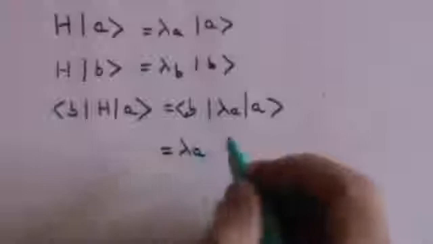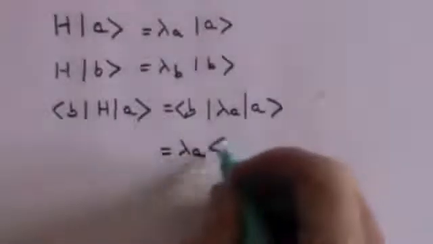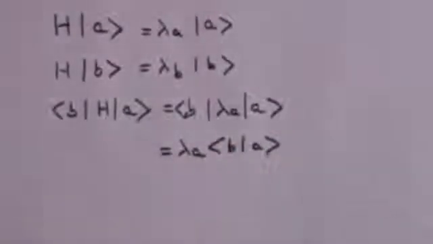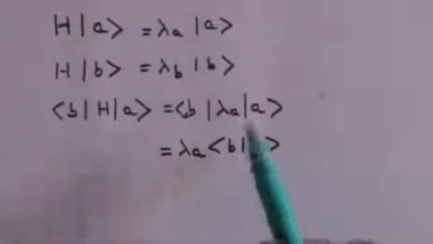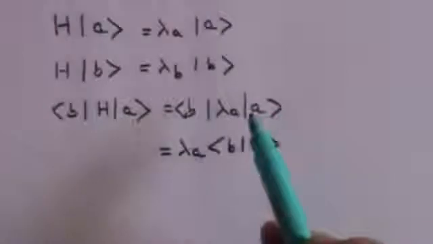That's simply B, that's this here, times HA, and HA is lambda A times A. But where you've got a number, that number can come outside the inner product because it's just a number. And that gives you lambda A times the inner product of B with A.